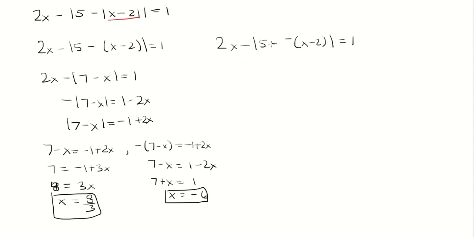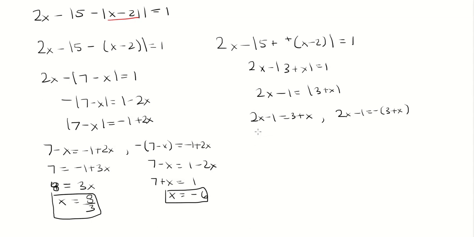Now over here we have the two negatives. That's going to turn into positive. So it's 2x minus absolute value of 3 plus x equals 1, and then I will subtract the 1 and then add the absolute value of 3 plus x. So now we have two cases. The first case we can remove the absolute value. The second case we'll put a negative in place of the absolute value.